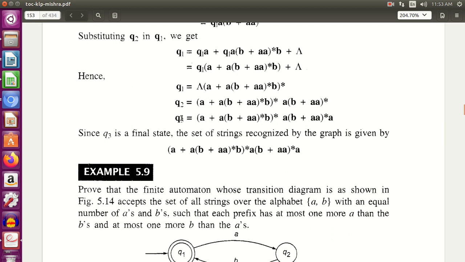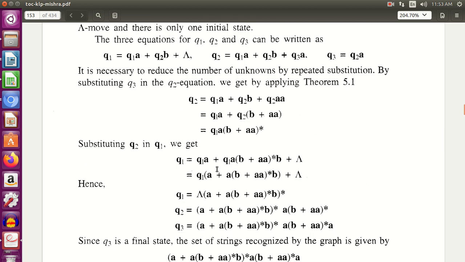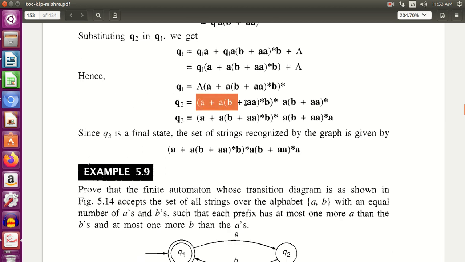Okay, so again I am repeating, since q3 is the final state of this DFA, we are concentrating on the equation of Q3. Had it been Q1 or Q2, we would have considered the equation of Q2 or Q1 as the final regular expression equivalent to this given DFA. Okay, so is the procedure clear? It's a very easy procedure. You just have to keep in mind the different substitutions that you have to make, and most importantly remember with Arden's theorem where and how you can apply it.